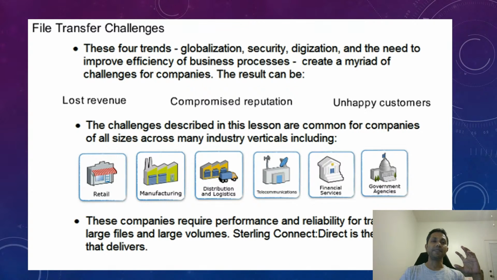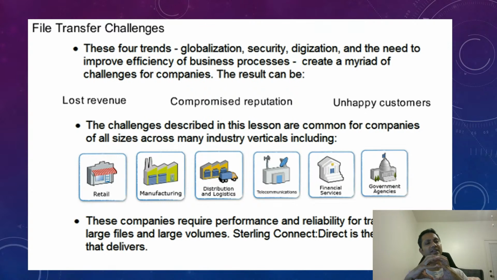Now, if you see, some of the file transfer challenges over the period of time, based on our experience, are lost revenue, a compromised reputation, and unhappy customers, right? And it is across all the industry verticals, be it retail, financial services, telecommunications, manufacturing, and whatnot. These companies require performance and reliability for transferring predominantly large files and large volumes. And Sterling Connect Direct is the solution that delivers.